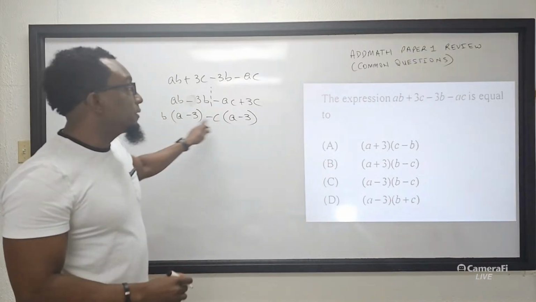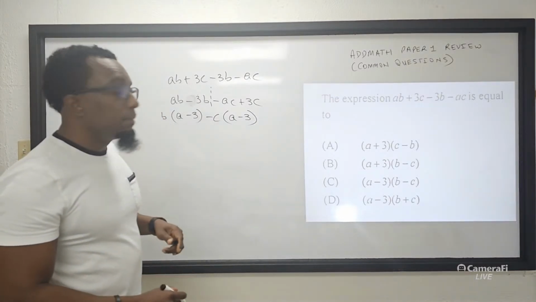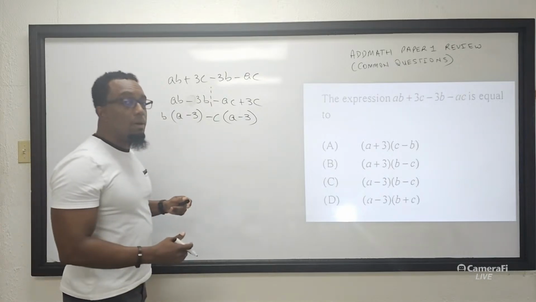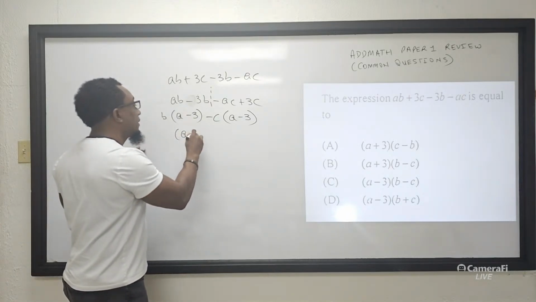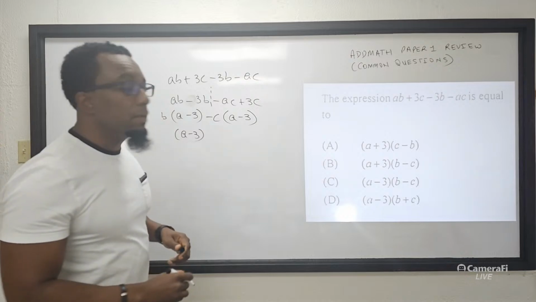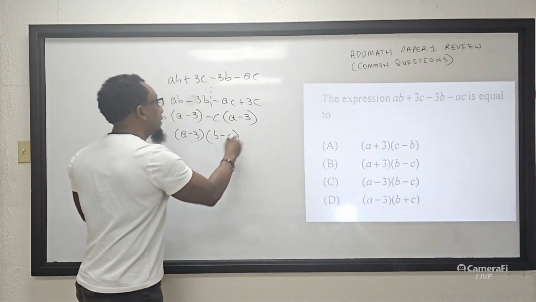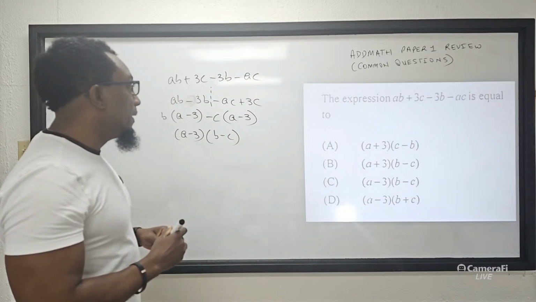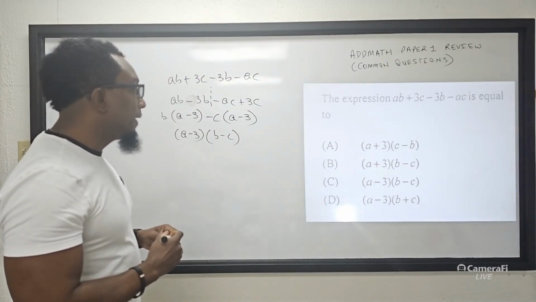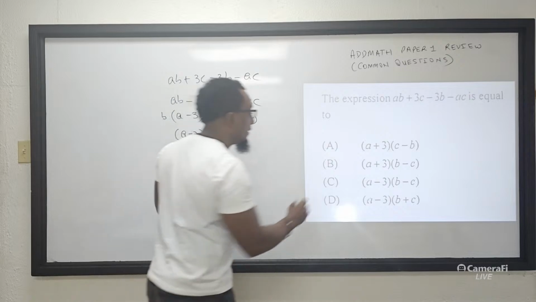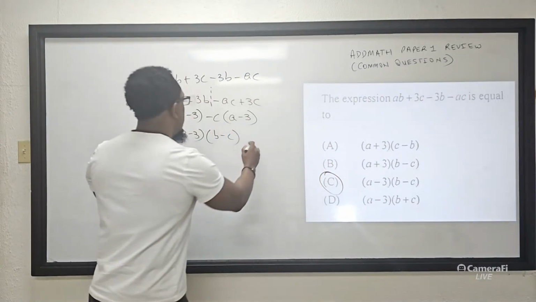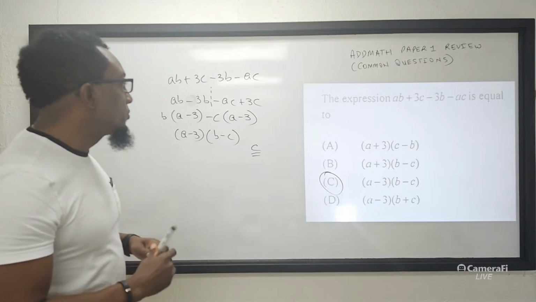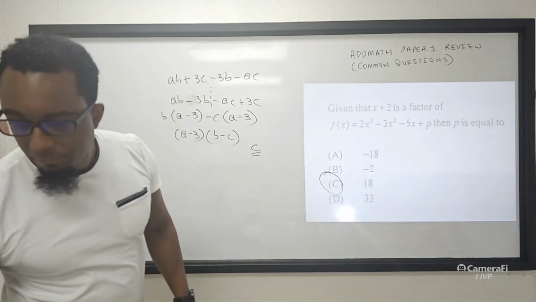So I have A minus 3 as the same expression within each bracket, so I've established something common, and now I can further factorize by taking out A minus 3 as my common factor, and B minus C will be the other bracket. So therefore my answer here will be A minus 3 and B minus C, whose answer here is C. Right? So the answer for the second question here will be C. Let's move on to the third.